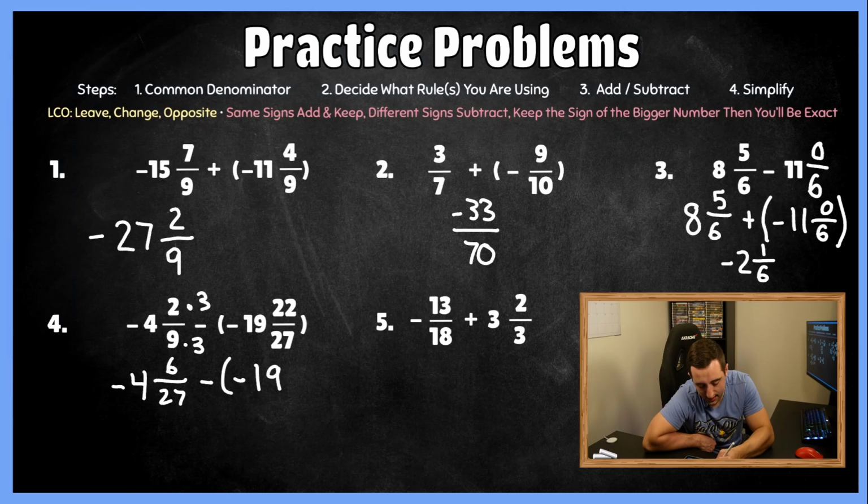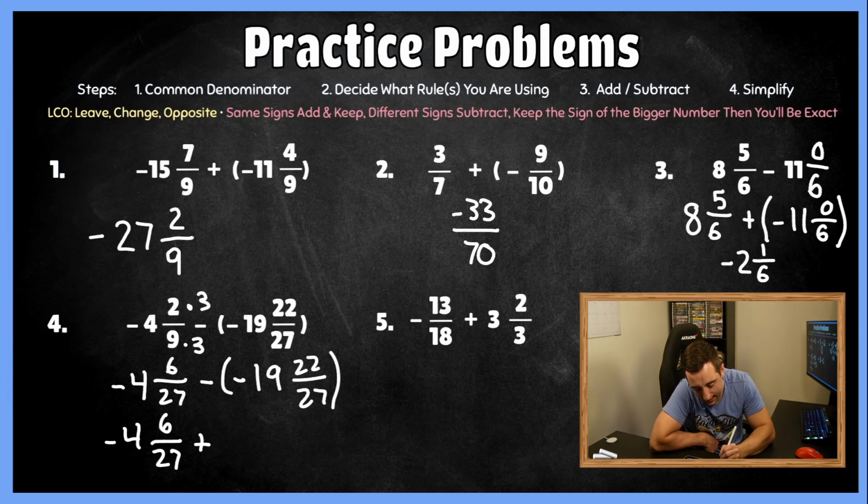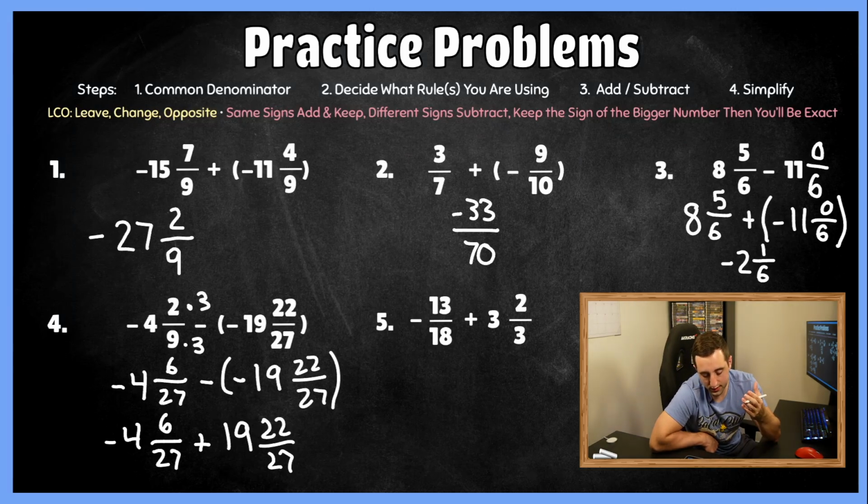negative 19 and 22/27. And now we can decide, well, what rule or rules are we utilizing now? I see subtraction. We're going to use leave, change, opposite. So we leave the first one alone. We're going to change subtraction to addition. And 19 and 22/27 is going to turn positive. Now we want to utilize our addition rule. Same signs add and keep, different signs subtract. Well, these are different signs, so let's go ahead and subtract these.